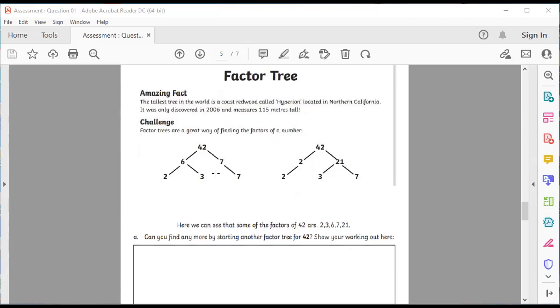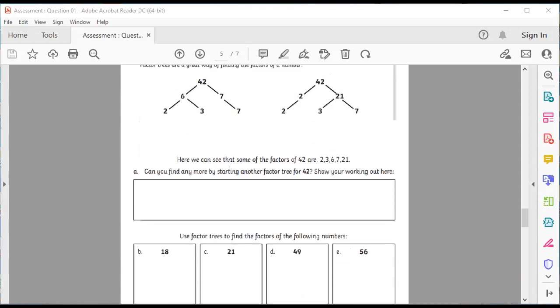Here we can see some of the factors of 42 are 2, 3, 6, 7, and 21. Is it so? Can you find any more by starting another factor tree for 42? I think no need. Okay, we can skip this part. All right, let's move on to more important questions.